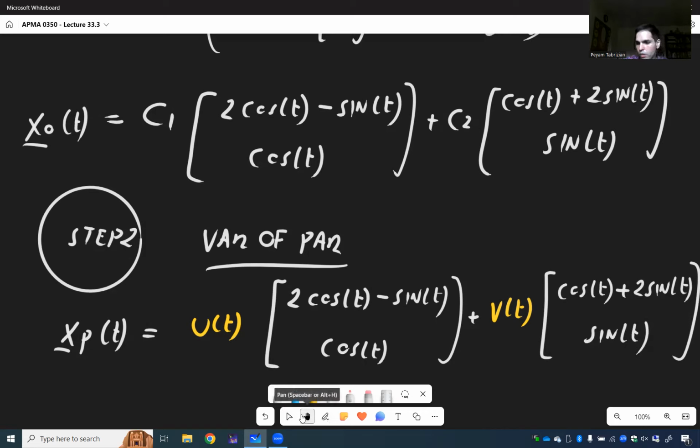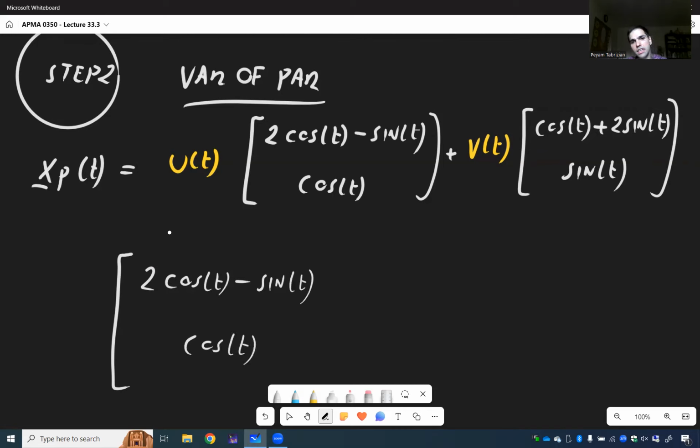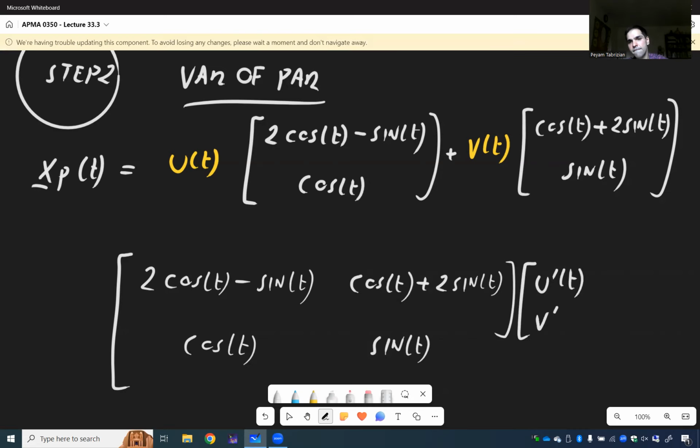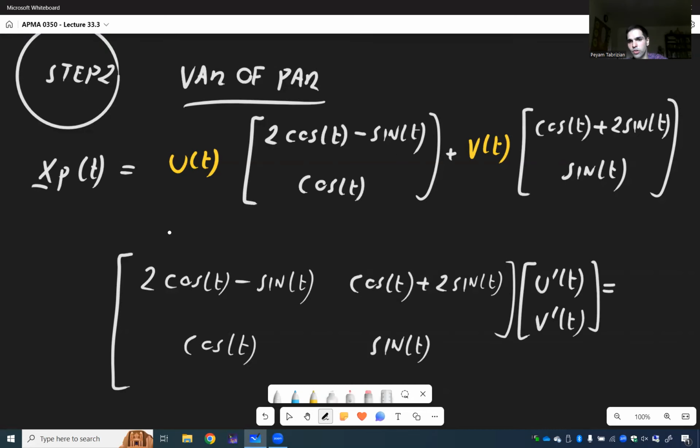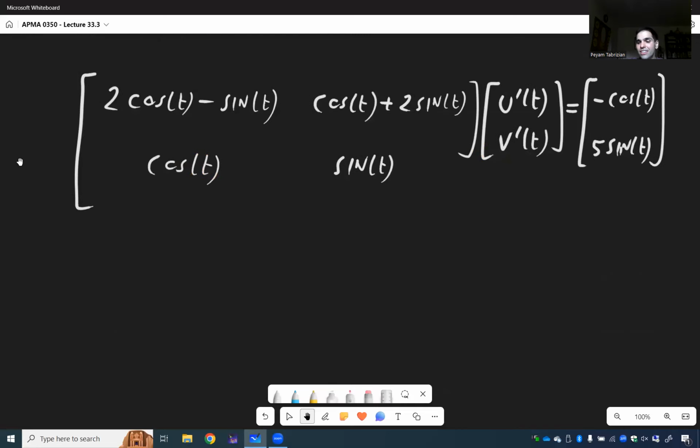And then you do the var of par equations. So you get the matrix with columns [2 cosine of t minus sine of t, cosine of t] and [cosine of t plus 2 sine of t, sine of t], times u prime and v prime, equals the inhomogeneous term, which I think was [minus cosine of t, 5 sine of t]. All right, good luck. We want to do Cramer's rule.